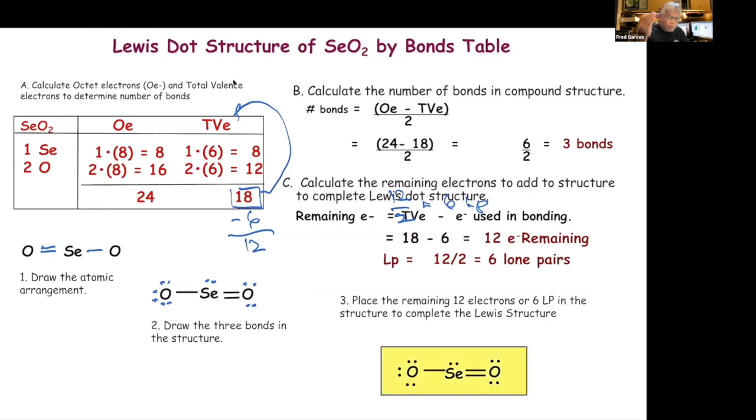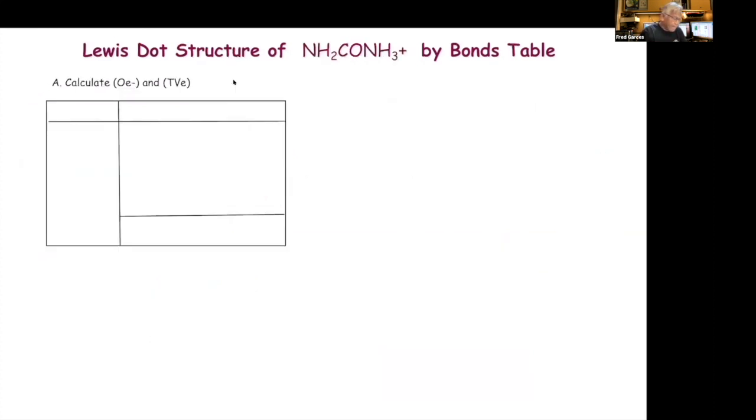Octet rule, always the driving force for completing the Lewis structure. Okay, let's take a look at this complicated chemical. This right here, I believe is diamine. It's like urea, protonated urea, okay? And again, this is a little bit more complicated in terms of structure. You have multiple central atoms, but the approach is still the same.